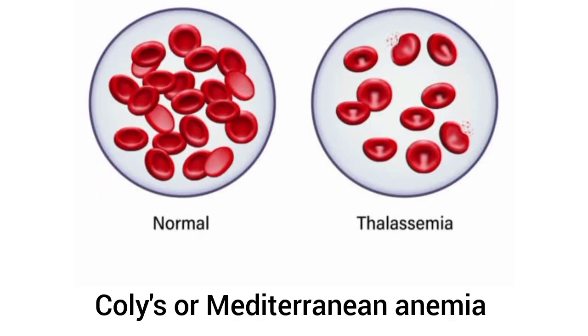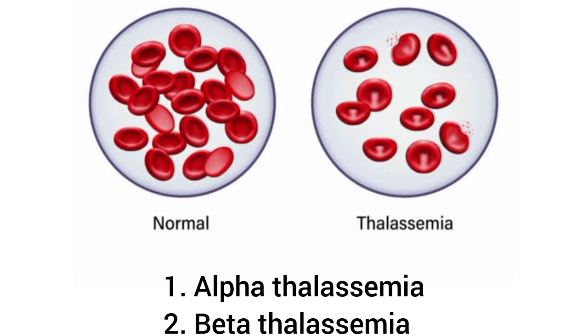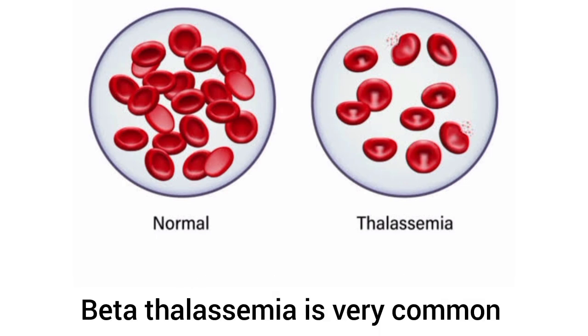Thalassemia is also known as Cooley's anemia or Mediterranean anemia. This type of anemia is due to inherited anomalies of hemoglobin. We have the alpha thalassemia and the beta thalassemia. Beta thalassemia is very common among these two.